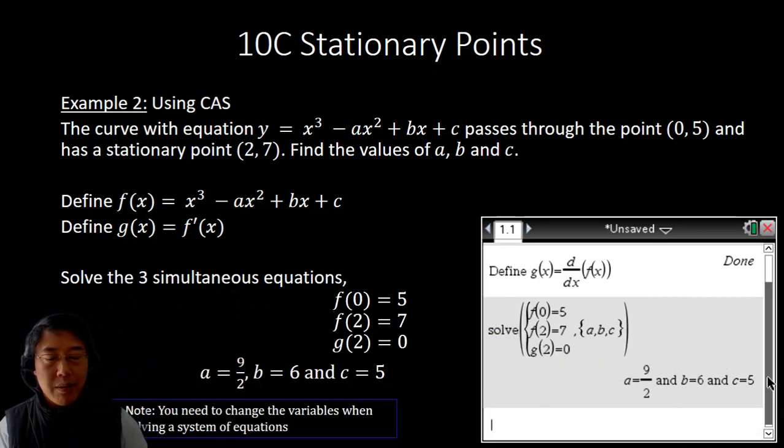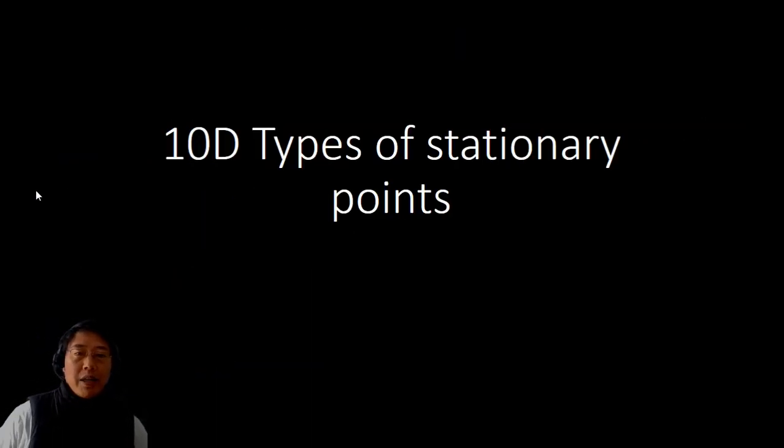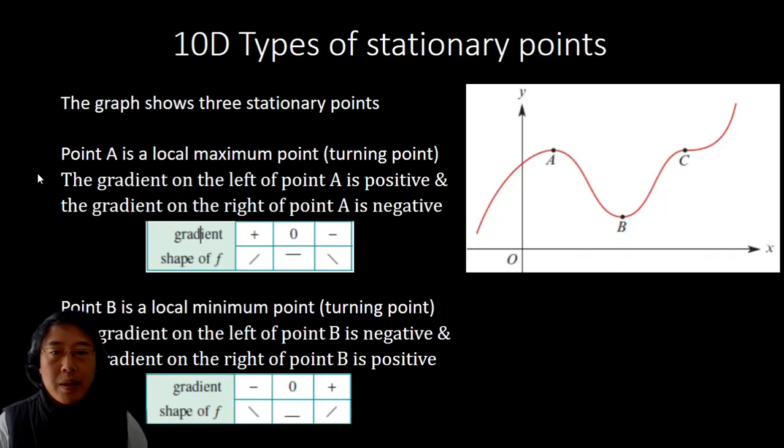Alright, so you get the same answers. Now let's look at stationary points. They can be of different types, and you will see this graphically but also algebraically. Let's look at the graph, which can be any kind of function. Usually it would be a cubic, but it doesn't really matter at this point.